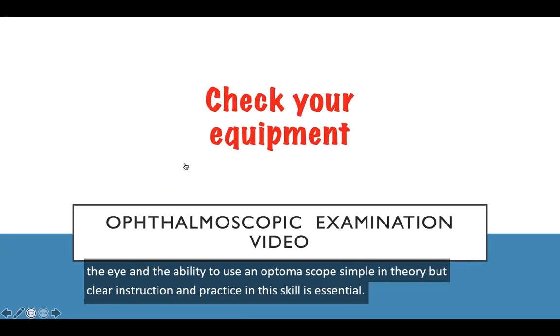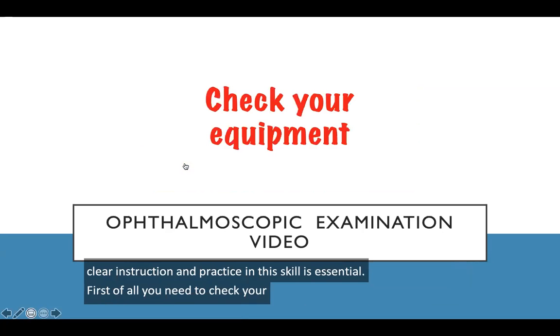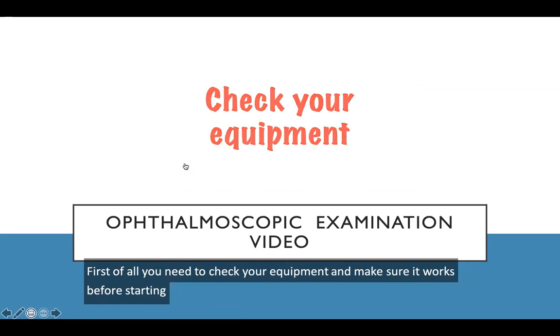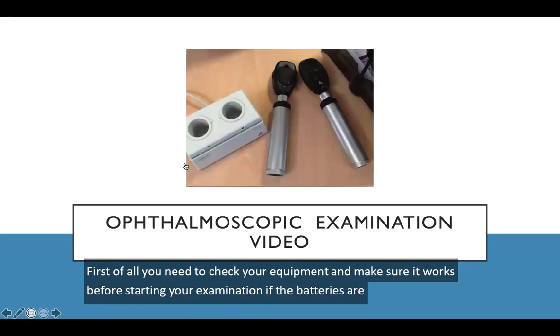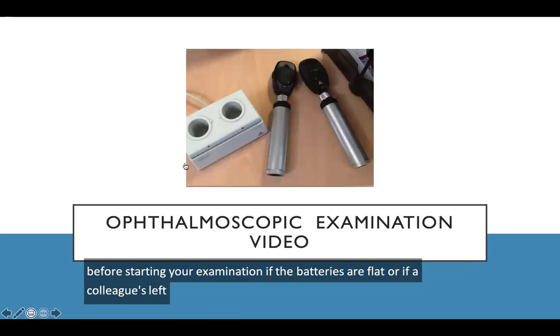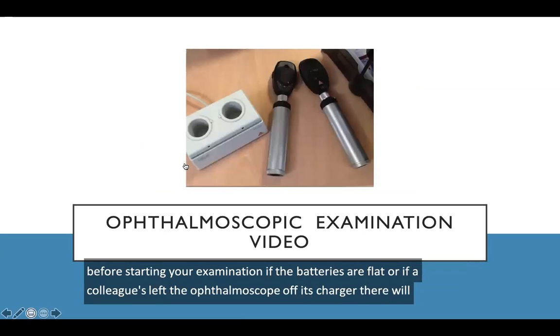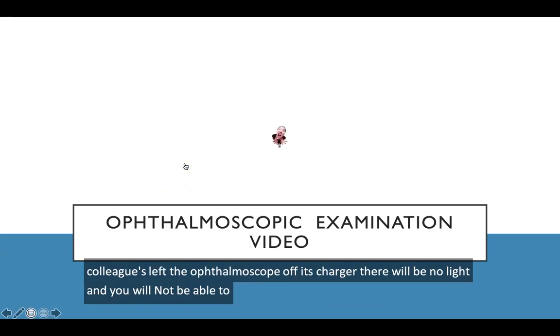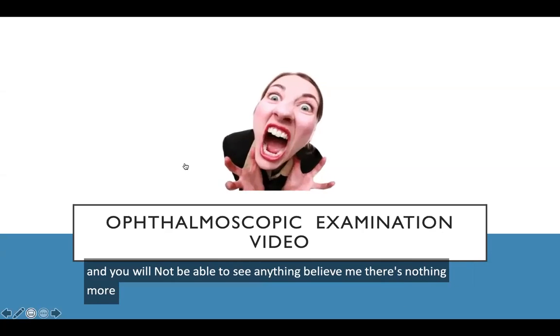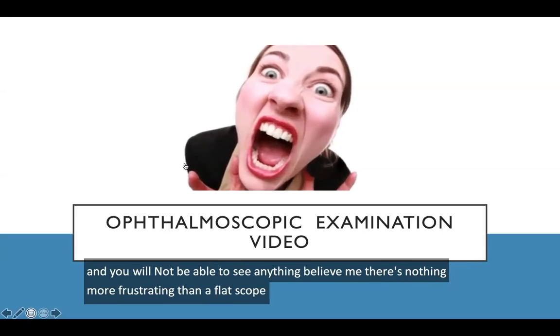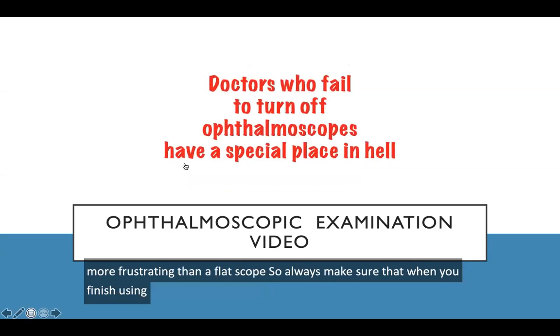First of all, you need to check your equipment and make sure it works before starting your examination. If the batteries are flat, or if a colleague has left the ophthalmoscope off its charger, there will be no light and you will not be able to see anything. Believe me, there's nothing more frustrating than a flat scope, so always make sure that when you finish using this equipment, turn it off and if necessary, return it to its charger.